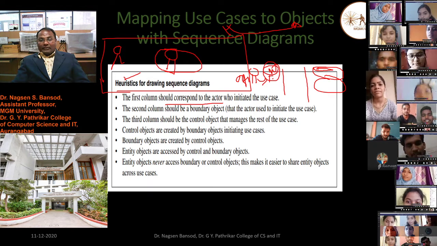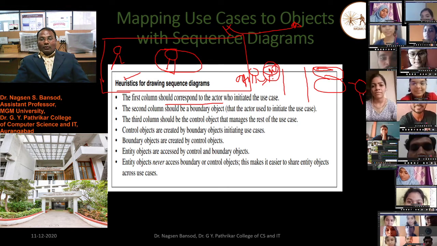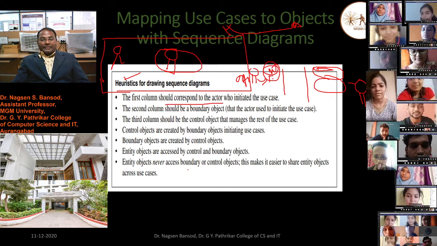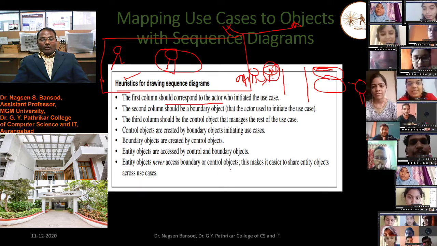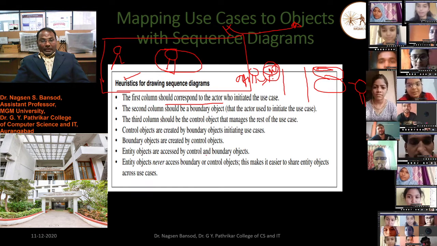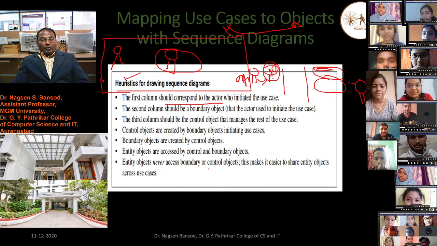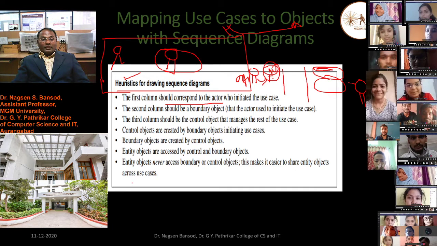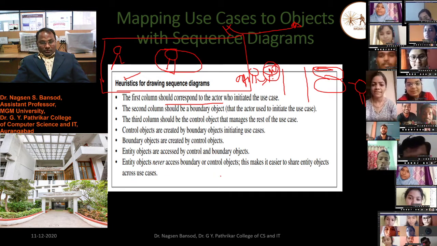Entities are accessed by the control object. Entity objects never access boundary or control objects. You see, entity objects are accessed by control and boundary objects. Entity objects never access boundary or control objects. This makes it easy to share the entity object use case access across use cases.